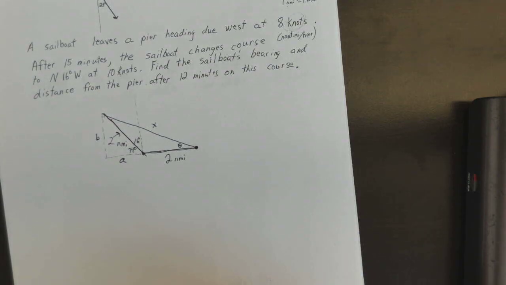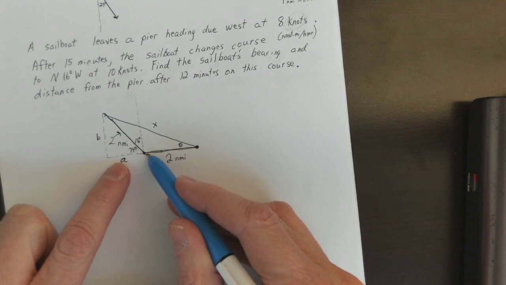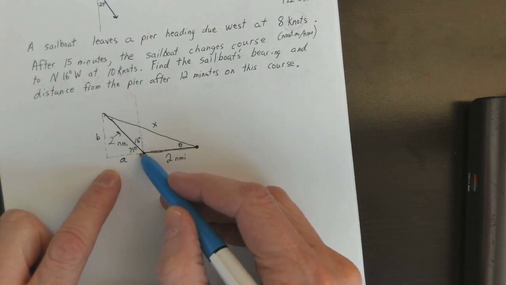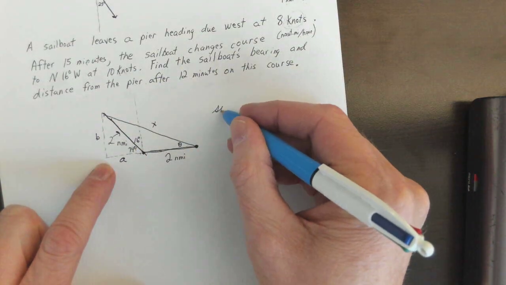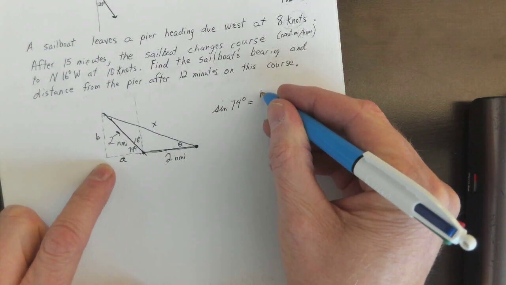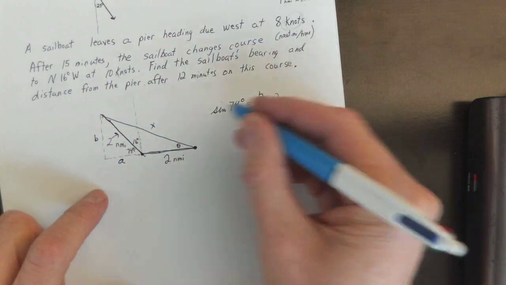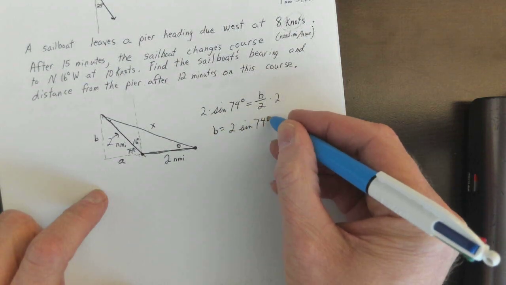And then let's do some of this math. I want to work within this triangle. I have a 74 degree angle and a hypotenuse of 2 nautical miles. If I want to get B, that's opposite over hypotenuse. So the sine of 74 degrees is equal to B over 2. If I multiply both sides by 2, B is equal to 2 times the sine of 74 degrees.